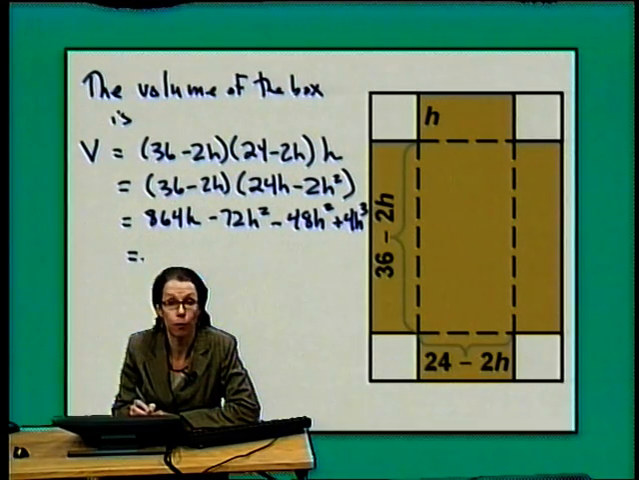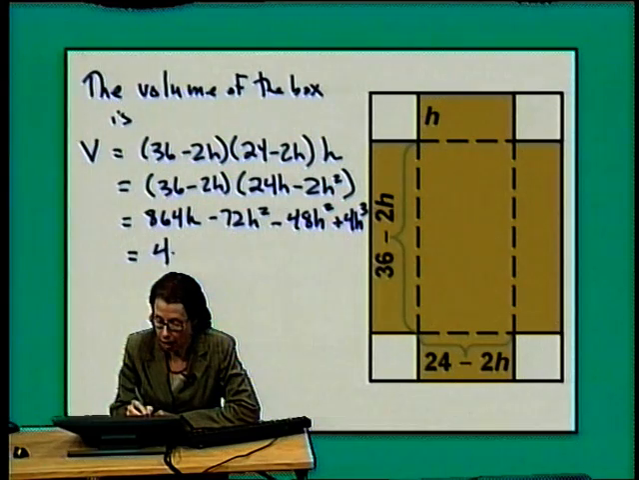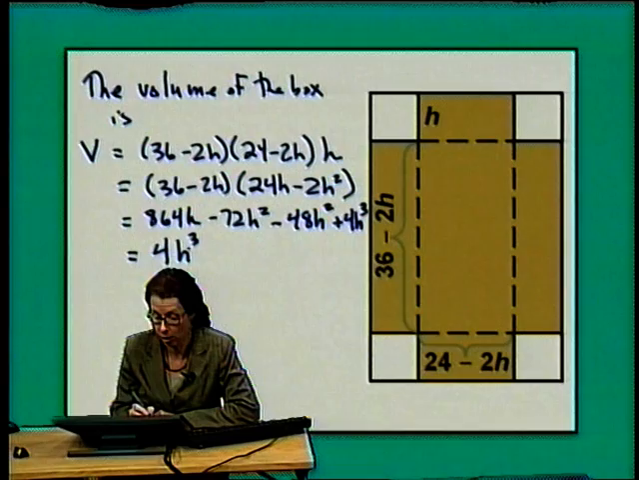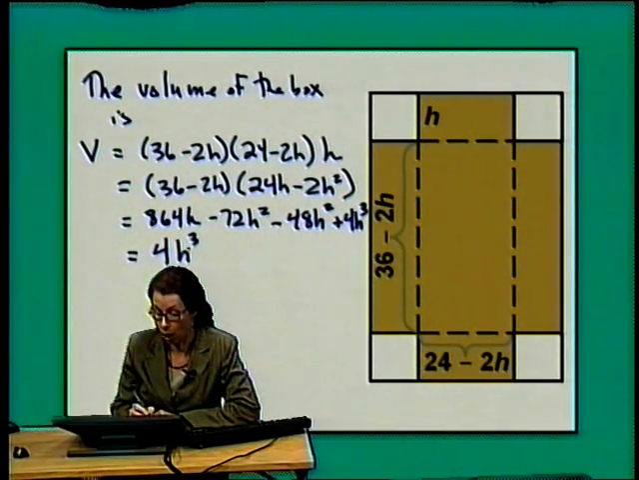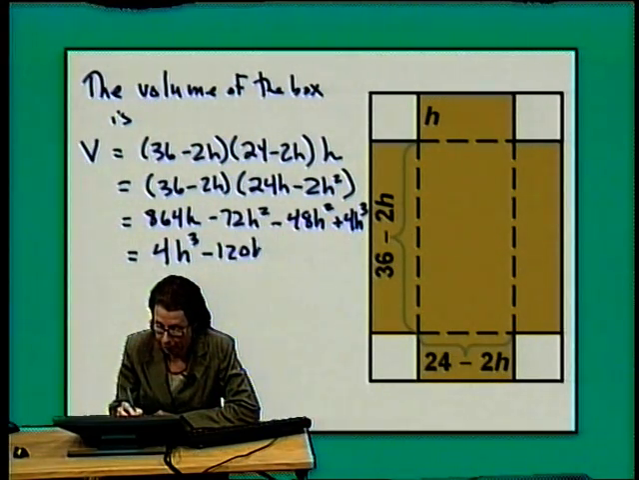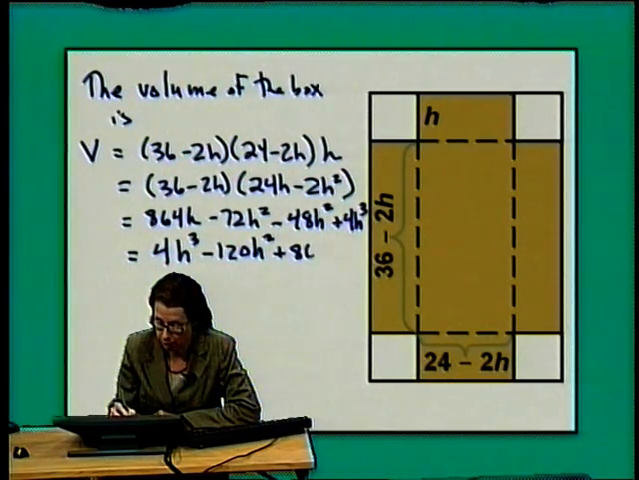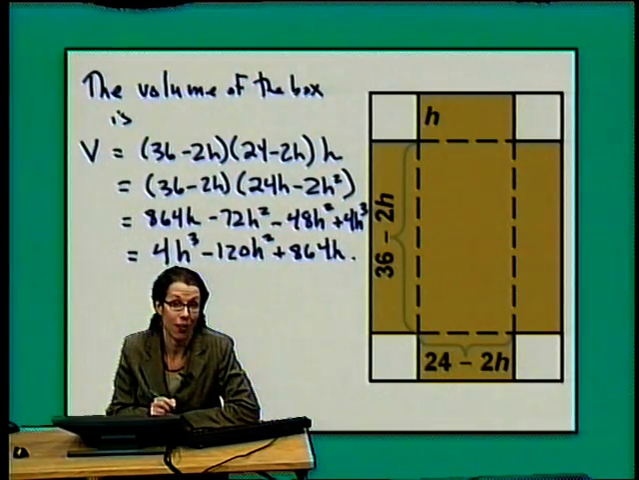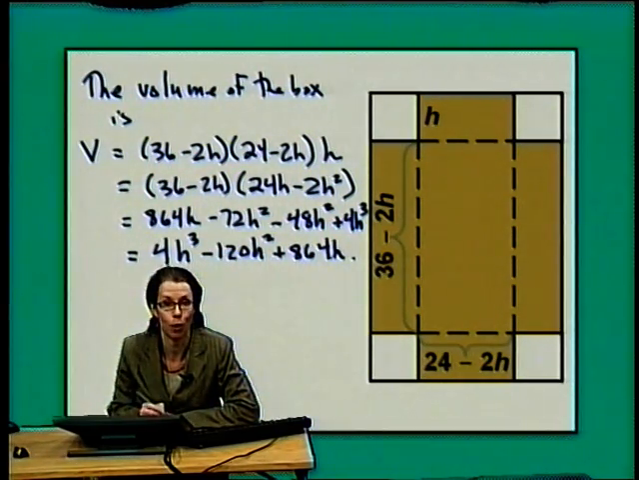I'm going to write my formula for the volume of the box in descending powers of h. So my highest order term is 4h cubed. I have 2 h squared terms. Negative 72 minus 48 is negative 120h squared. And finally, I have just one first-degree term, plus 864h. So now, the company can figure out exactly the capacity of the box based on the height they want for the box. They just plug the height into the formula. They know the box's capacity.